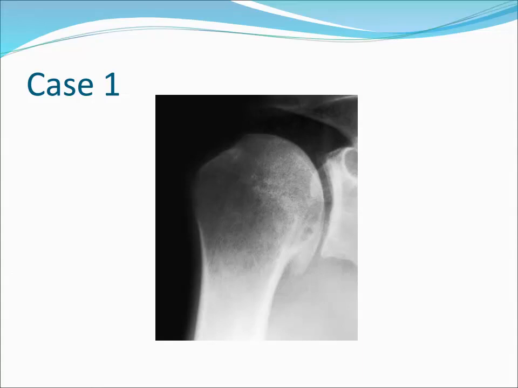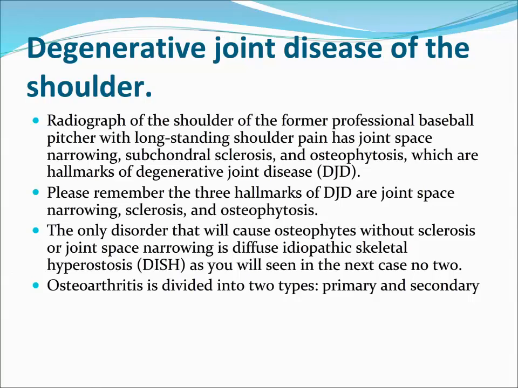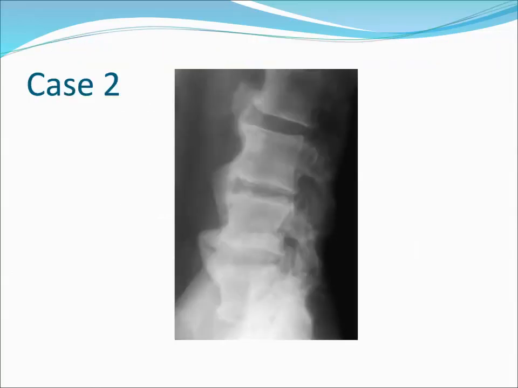Please remember the three hallmarks of DJD are joint space narrowing, sclerosis, and osteophytosis. The only disorder that will cause osteophytes without sclerosis or joint space narrowing is diffuse idiopathic skeletal hyperostosis, DISH, as you will see in the next case, note 2. Osteoarthritis is divided into two types, primary and secondary. A lateral film of the lumbar spine shows extensive osteophytosis without significant disc space narrowing or sclerosis. This is a classic picture for diffuse idiopathic skeletal hyperostosis, DISH.